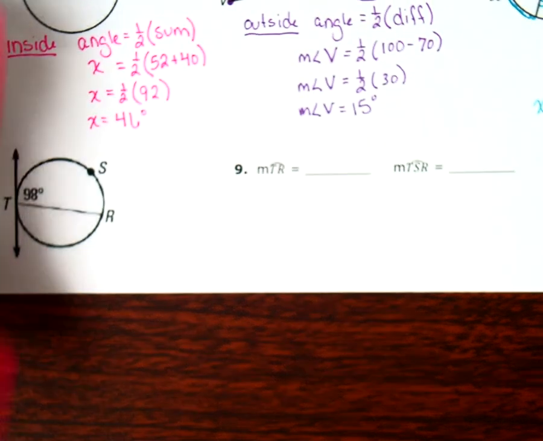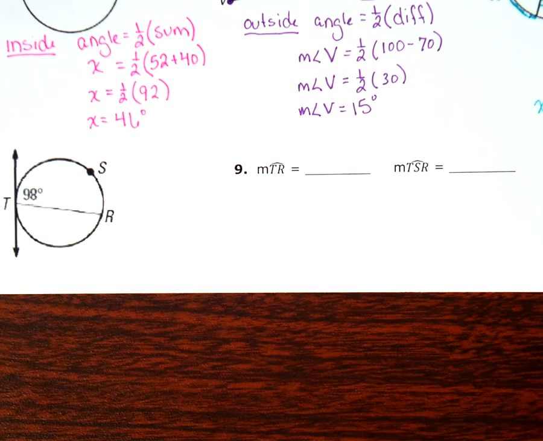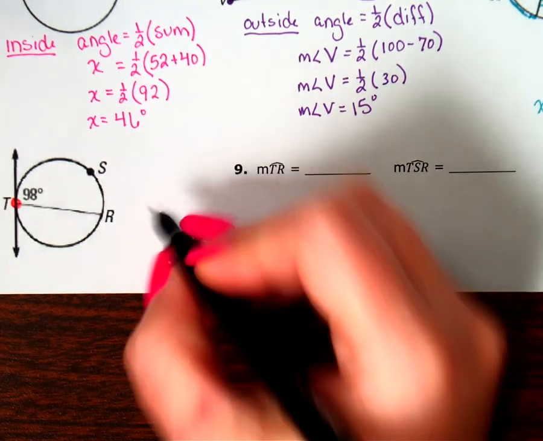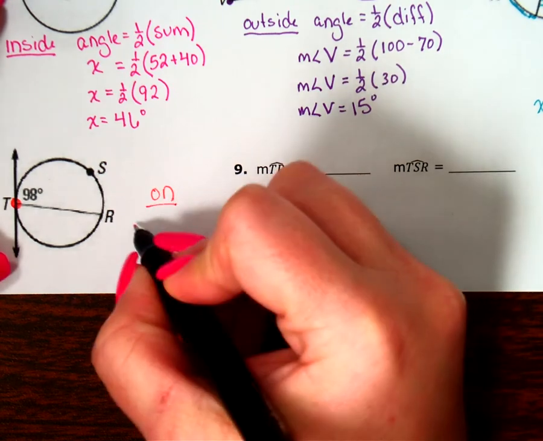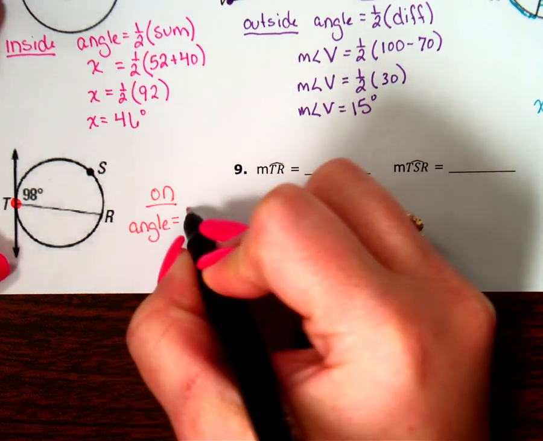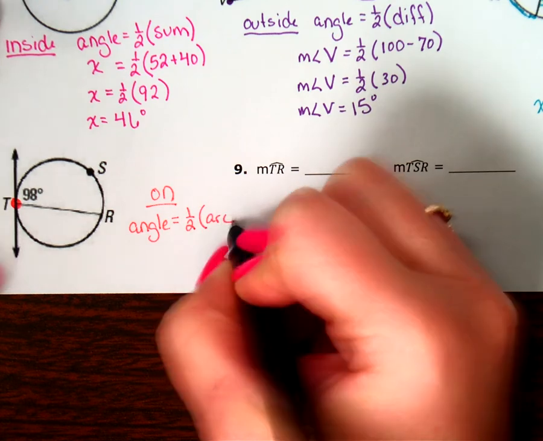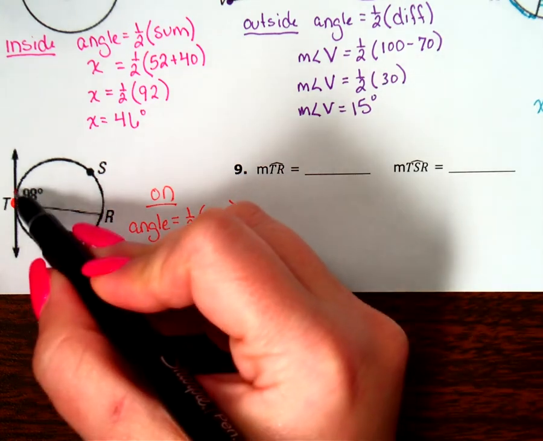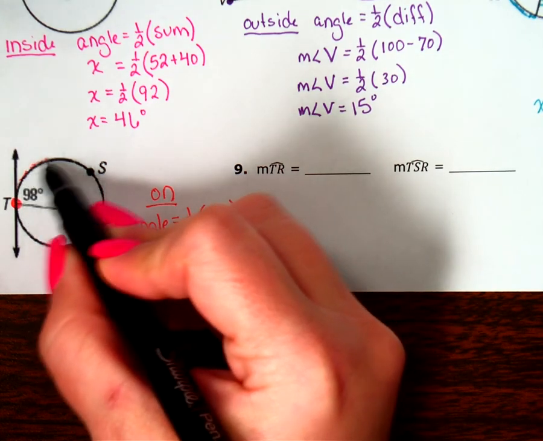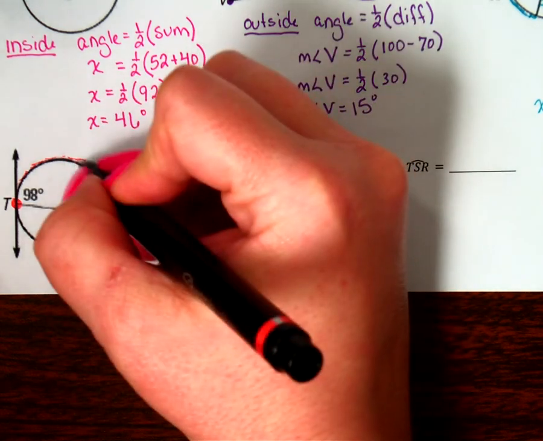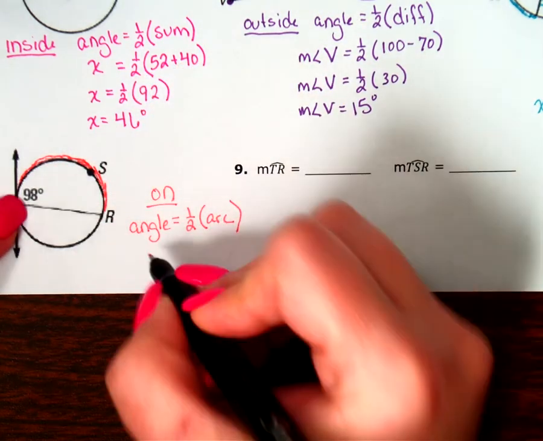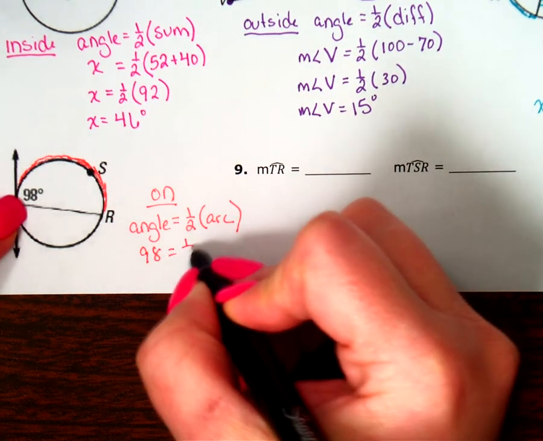All right, so I have this picture here. So my intersection is on the circle. And we did these at the very, very beginning of the notes. When we're on the circle, I know that means the angle is 1/2 the arc. Okay, so if my angle is 1/2 the arc, here if I'm looking for the arc on this side, the angle is 98, and that equals 1/2 the arc.